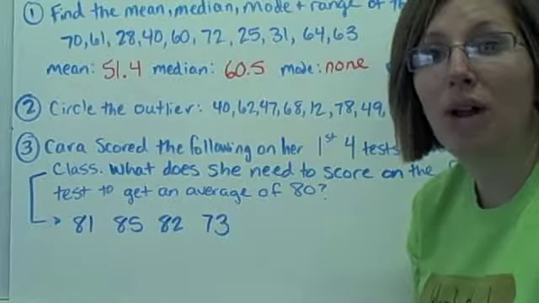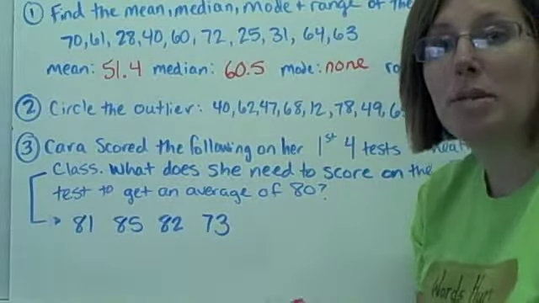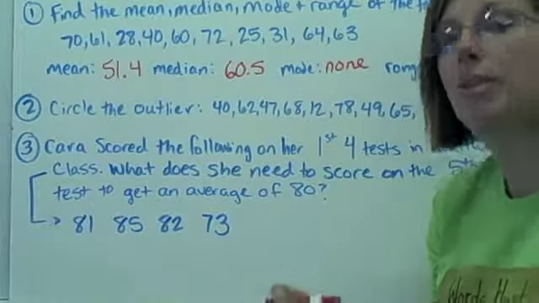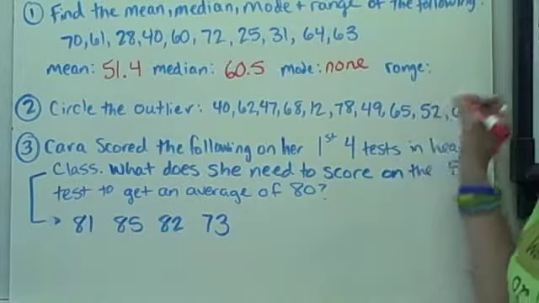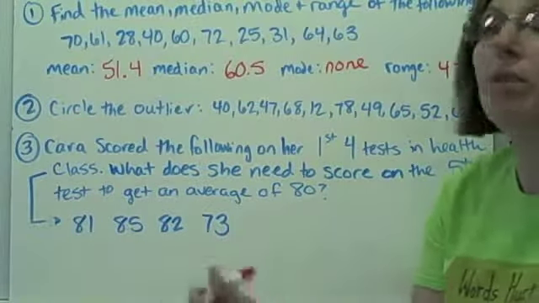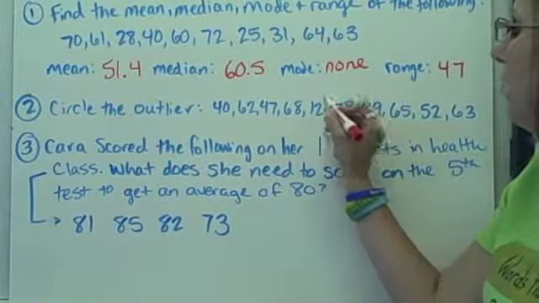Make sure that you do not write the number 0 because that could be mistaken for one of your pieces of data. So you need to specify none or no mode. And then the range. The range was 47. Number 2, circle the outlier. The outlier in this case was 12.